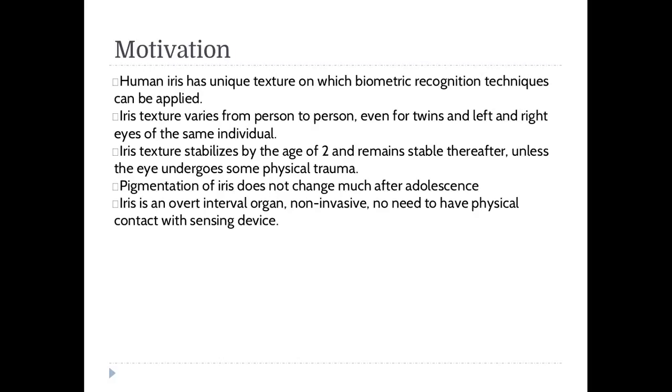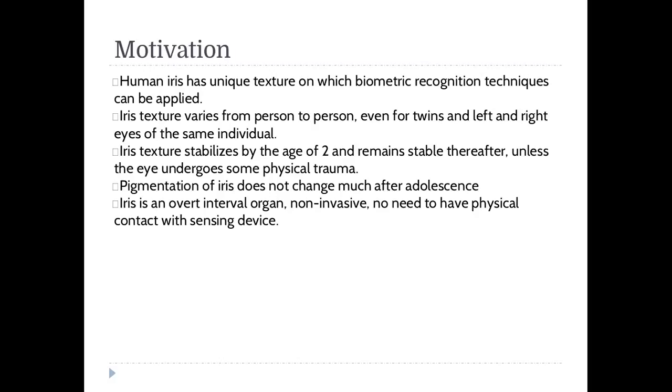The motivation here is that, as I've told you, the iris texture is very stable, and it's developed very early. One can say that up to an age of 2 or 3 it's completely developed, and after that it's not going to change much. Also, our iris pigmentation is more or less similar and is not going to change for a long period of time. One important thing about an iris is that it is an internal organ.